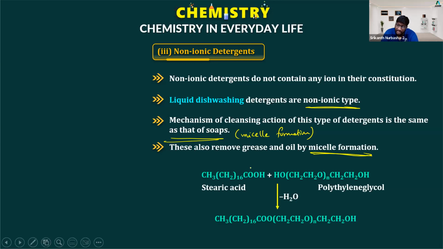Like whenever we have stearic acid reacting with polyethylene glycol, in the stearic acid we have the acidic group. The carboxylic acid and alcohol are going to be reacting in acidic condition. So the C-O bond cleaves in the carboxylic acid, and the O-H bond cleaves in the alcohol. So esterification happens. You will get CH3, CH2 taken 16, C double bond O, ester is formed, and you have CH2, CH2, O taken n times, CH2, CH2OH. It is nothing but an esterification reaction. Here there was no ionic species, so that is why it is called a non-ionic detergent.